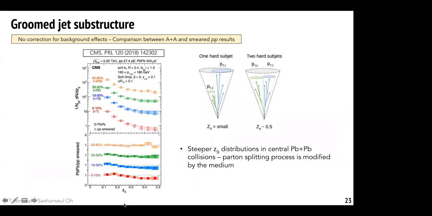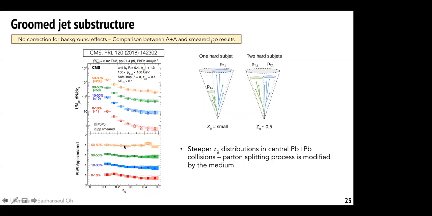So this was reported by CMS in 2018. And this is a zG distribution for each centrality and PP. So small zG means that these 2 prongs have very asymmetric momentum. And zG near 0.5 means that the 2 hard subjets, so the momentum between the 2 subjets, are comparable.